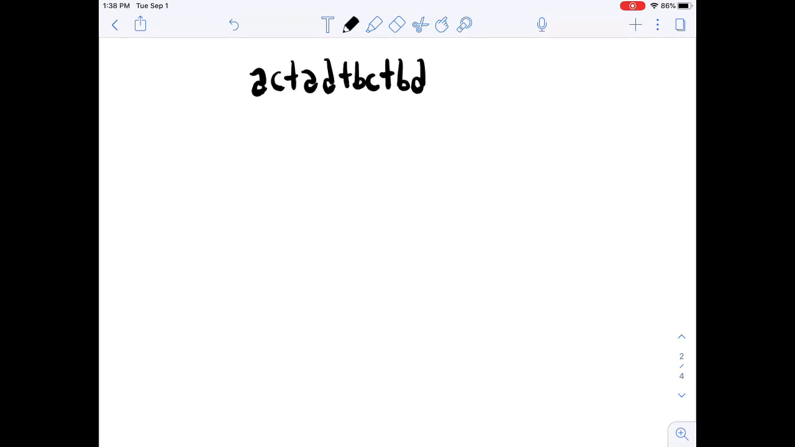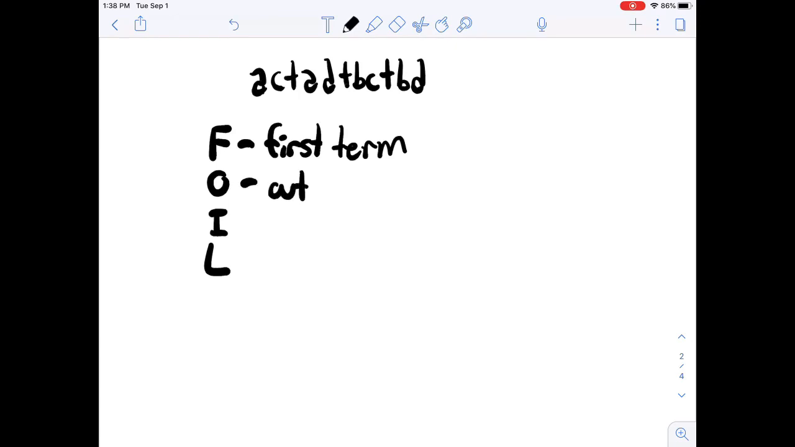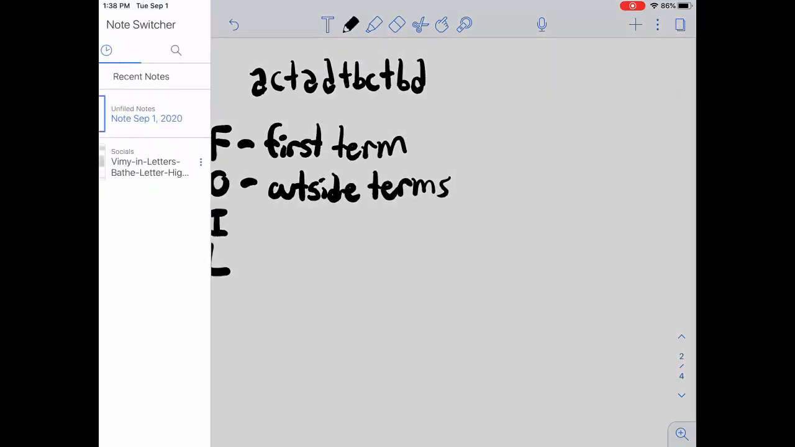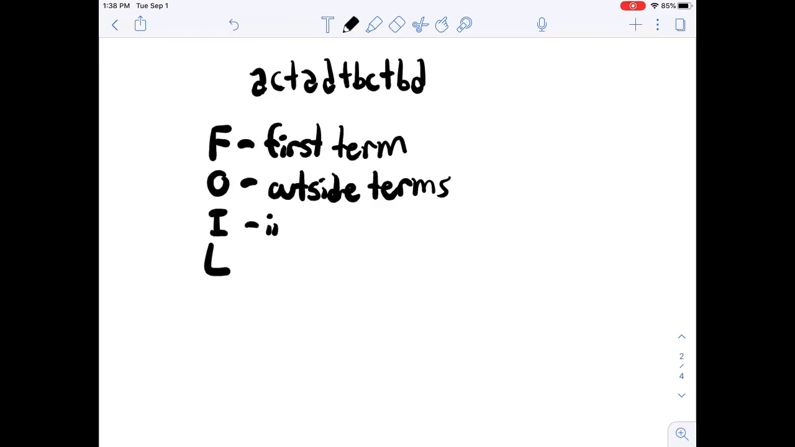And there's an acronym for using the distributive property to multiply two binomials. It's called FOIL. The F stands for the first term in each bracket. The O stands for outside terms. The I stands for inside terms. The L stands for the last term in each bracket.